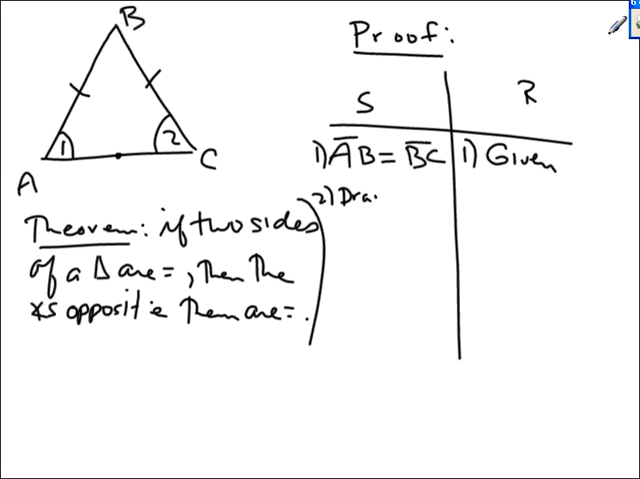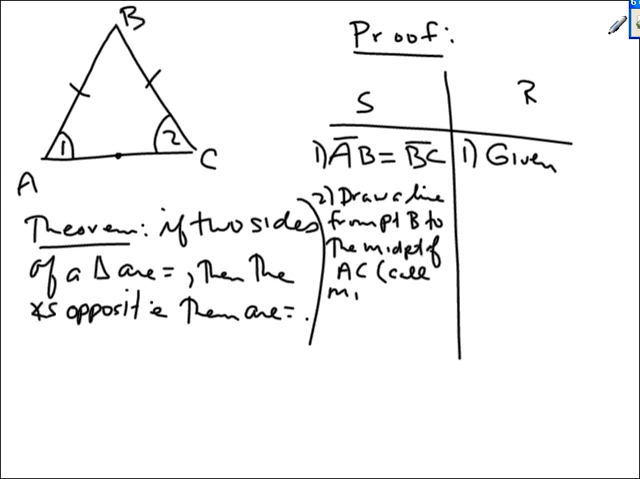Draw a line from point B to the midpoint of AC. Call the midpoint D. What's the reason? Construction.